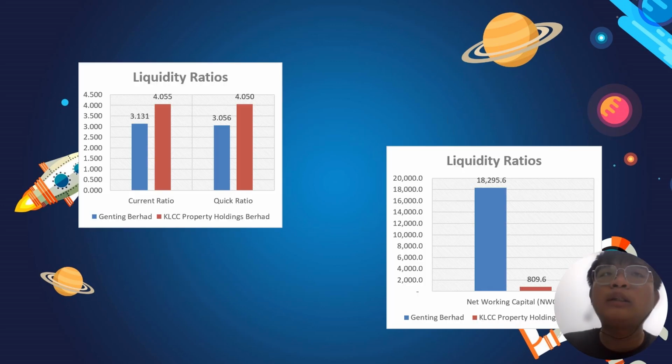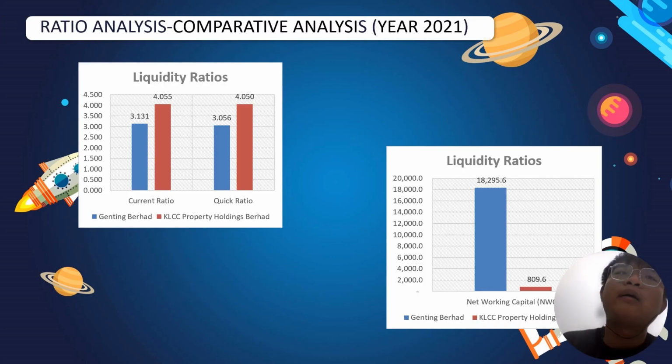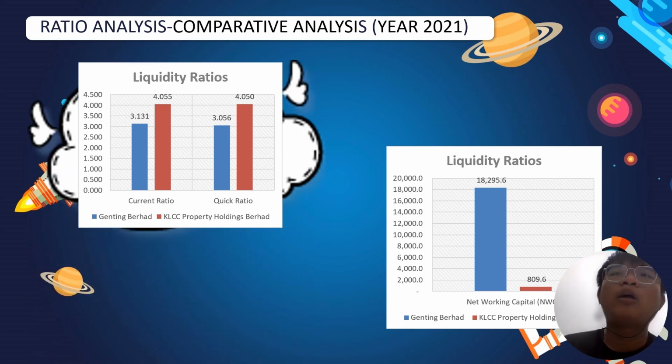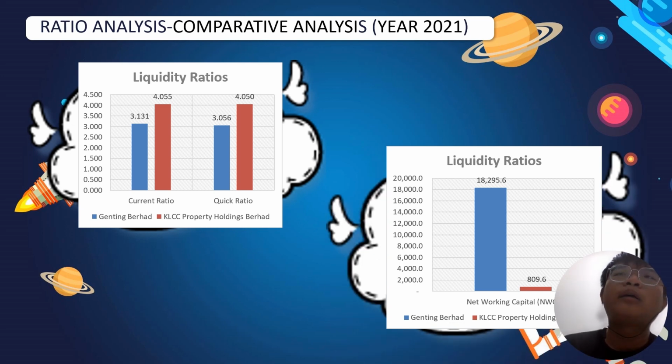The first ratio is the liquidity ratio. The liquidity ratio has the current ratio, quick ratio, and net working capital. In the current ratio and quick ratio for the year 2021, KLCC Property Holding Berhad is higher than Genting Berhad. This is because for every 1 ringgit of current liability, KLCC Property Holding Berhad has current assets of 4 ringgit to settle the liability. And for every 1 ringgit of current liability, Genting Berhad has current assets of 3 ringgit to settle the liability. So KLCC is higher than Genting Berhad, and the net working capital shows that Genting Berhad is higher than KLCC Property Berhad.